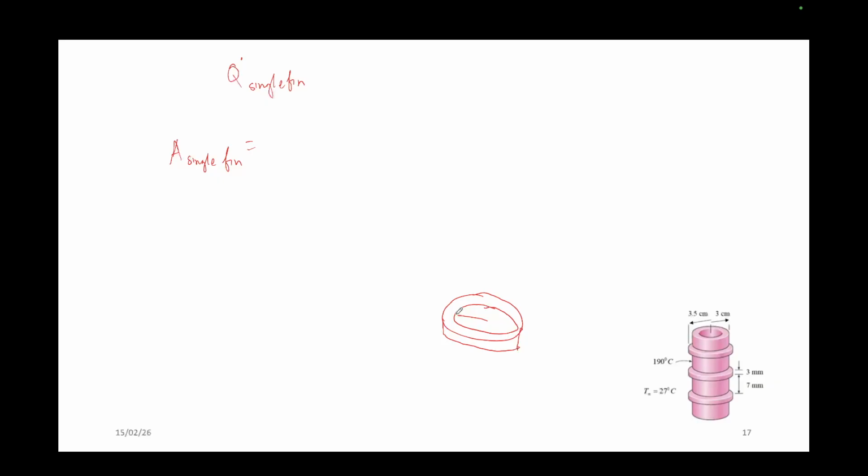So its internal diameter is 3, outer is 3.5 centimeter. So what should be the area of the fin from which the convection is happening? From this surface convection will happen, yes or no?